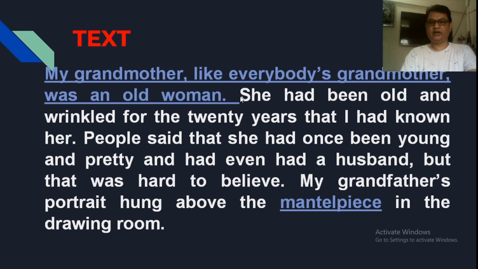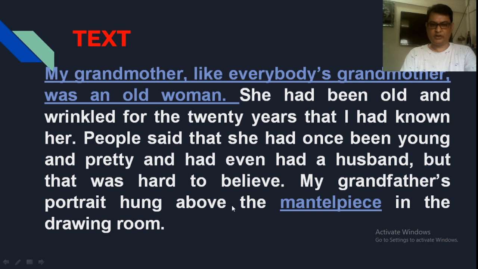Now, coming back to the text: "She had been old and wrinkled for the twenty years that I had known her." Now, the twenty years actually reflects the very age of the author when he wrote the particular story. "People said that she had once been young and pretty and had even had a husband, but that was hard to believe." Actually, this expression reflects the childlike simplicity.